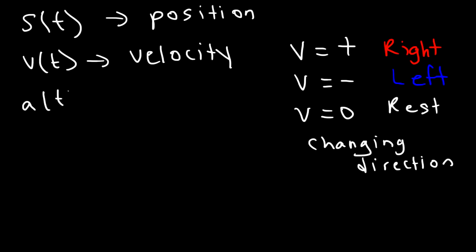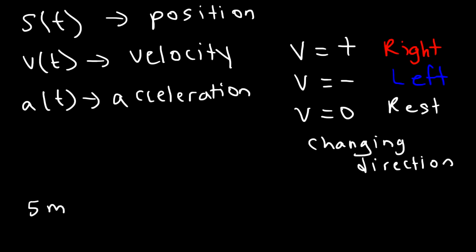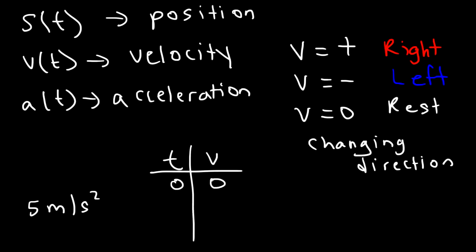A of t is the acceleration. The acceleration tells you how fast the velocity is changing. So for example, an acceleration of 5 meters per second squared tells you that the velocity is increasing 5 meters per second every second. So if you make a table between time and velocity, and let's say at t equals 0, the velocity is 0. 1 second later, the velocity will be 5. 2 seconds later, 10. 3 seconds later, 15. So acceleration tells you how fast the velocity is changing.